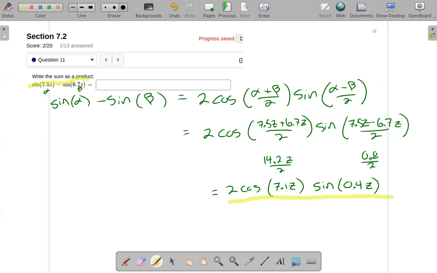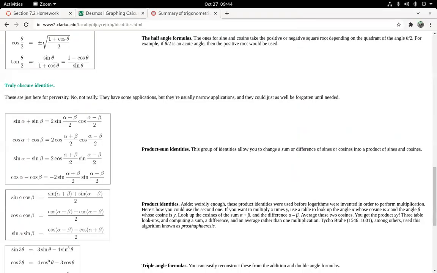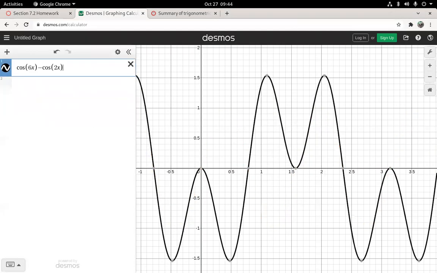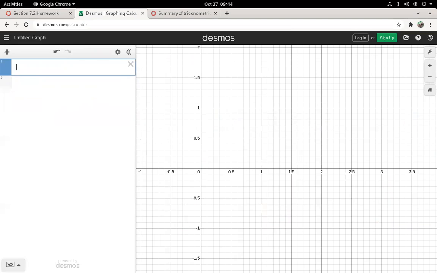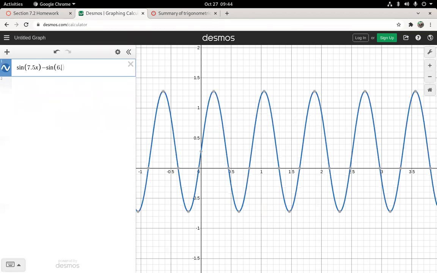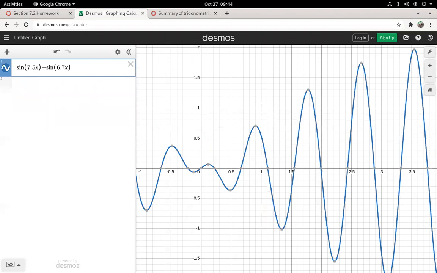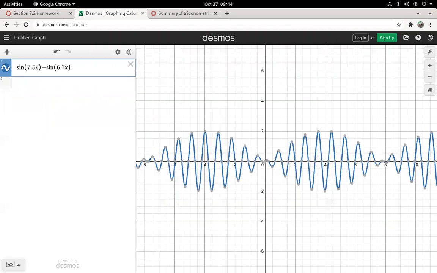So let's try it. So let's see, 7.5, 6.7. So we have the sine of 7.5x minus the sine of 6.7x. Whoa, that is a cool wave. Let's zoom out on that. Ooh, look at that. It's a wave within a wave. Sweet. All right.